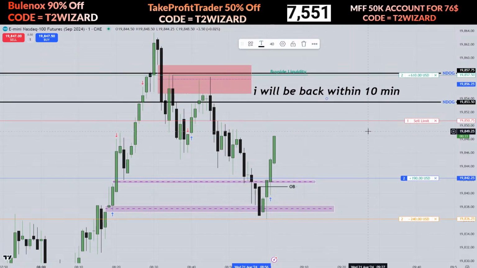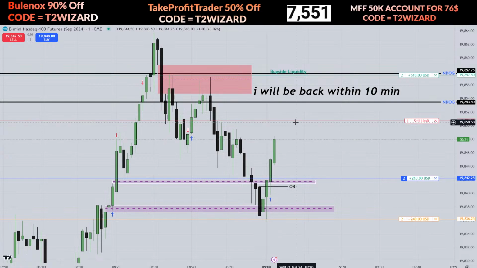Okay. So if it can take that liquidity, my stop loss should be at the break even. Keep that in your mind.